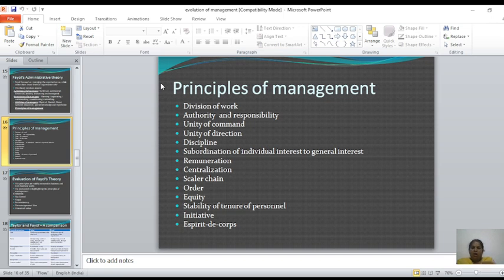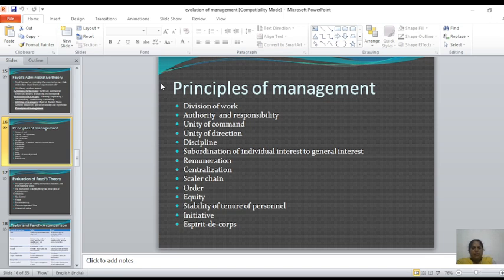Next is authority and responsibility. According to this principle, there must be a proper balance between authority and responsibility. Authority and responsibility should go hand in hand. Without responsibility, authority will give you irresponsible behavior. For example, if a foreman is given the responsibility to produce 50 units per day, then he must be given the required authority to achieve this target. If he is not given authority to draw the raw materials from the stores, then he cannot be blamed. This is authority and responsibility.